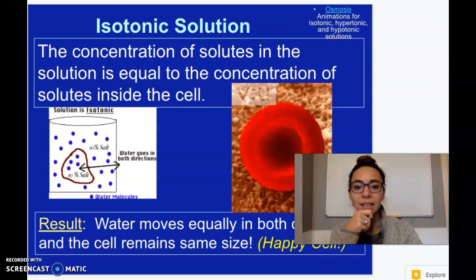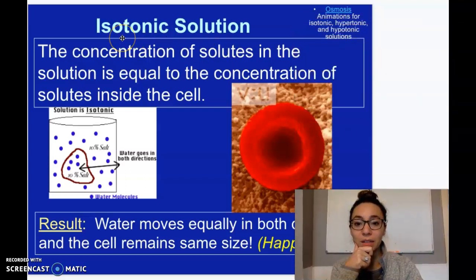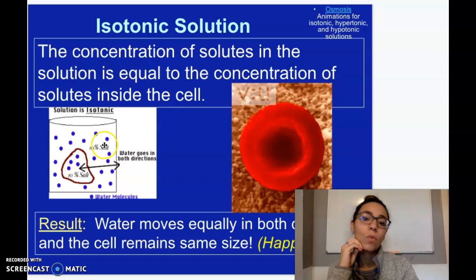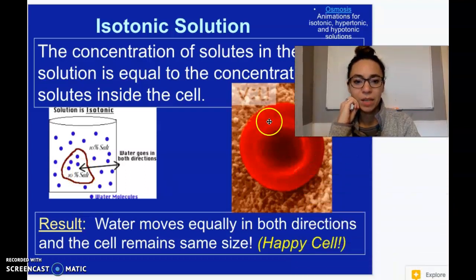And lastly, an isotonic solution is when our cells are the happiest. This is the concentration cells like to be in. So the concentration of solutes here is equal to the concentration of solutes inside the cell. So we've got 10% salt outside the cell, 10% salt inside the cell. Water can move equally in both directions, and this cell is happy. Okay, so this is what a healthy, happy red blood cell looks like. Result: water moves equally in both directions, cell remains the same size. Okay?